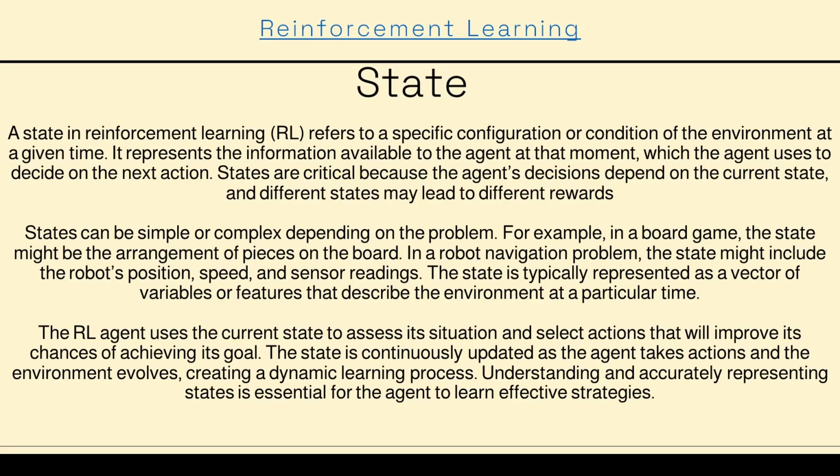An RL agent uses the current state to assess its situation and select actions that will improve its chances of achieving its goal. Simply put, the agent or the model first assesses the situation, or state, in which it is, and selects an action that will improve its chances of achieving its goal. The state is continuously updated as the agent takes action and the environment evolves, creating a dynamic learning process. Understanding and accurately representing states is essential for agents to learn effective strategies.